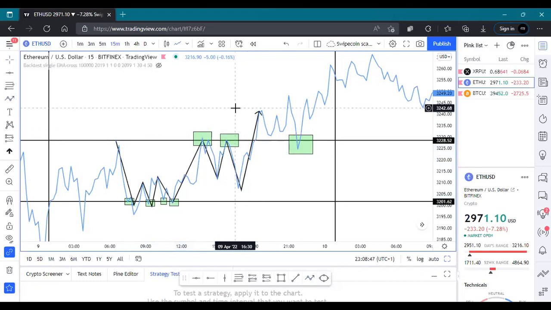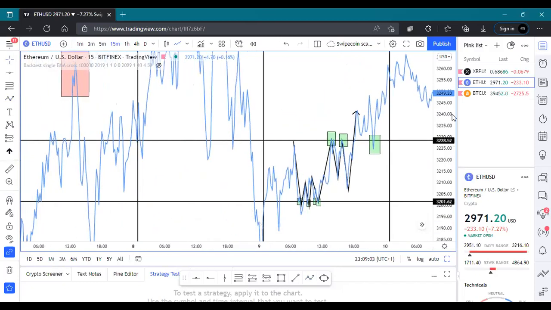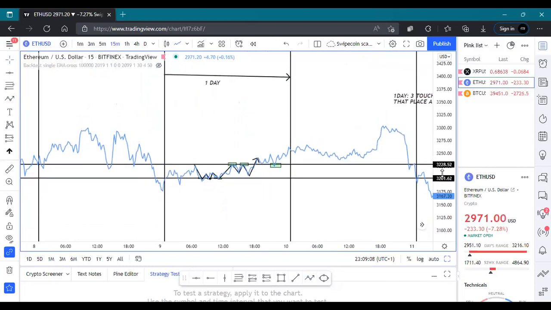So that's just the basic thing I need you guys to look out for. We are just looking for places where the market is bouncing. So in the space of 1 day, we are looking for 3 touches minimum. You see that we look for this thing in the space of 1 day. If you look at the dates, this is 9th April to 10th April. In the space of this day, this is what we looked out for.